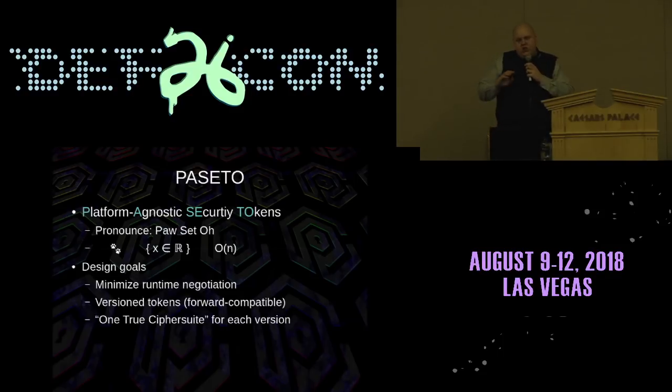So each version has its own one true cipher suite. You don't have a lot of options. I'll go into what the options are. It's you're using version 1 or version 2 or version 3. Fewer knobs and levers for people to play with and get wrong. And that's pretty much it. That's the main design philosophy I took that was different from the JOSE standards.